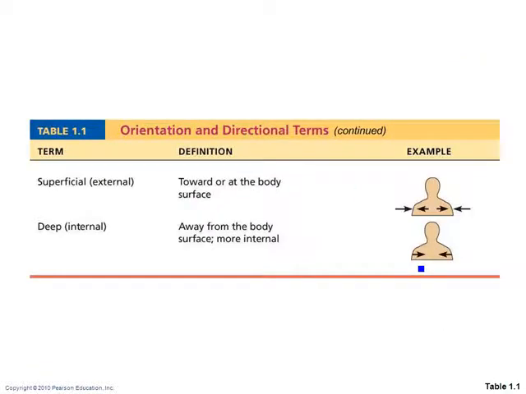If you're talking about inside and outside, you're talking about superficial and deep. So if it's toward the skin, toward the surface of the body, it's superficial. If it's toward the inside of the body, it's deep. So let's just say here's my heart and here's my skin. You would say the skin is superficial to the heart, or the heart is deep to the skin. So you're relating it from basically inside to outside.